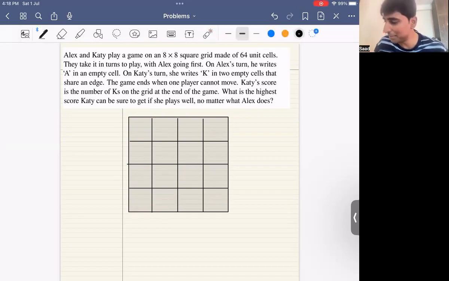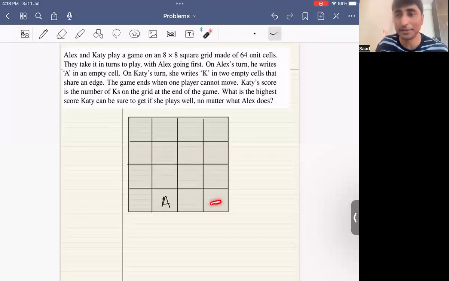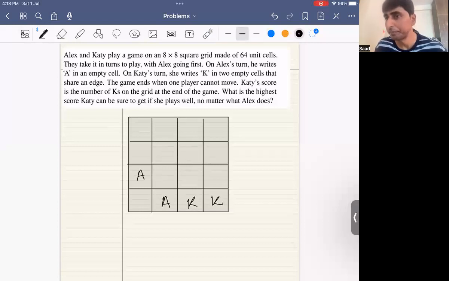So assume that I begin with Alex here, and Katie is a smart player. She knows that she has to take many of these, and she goes about it. Well, she takes these. And then I can take these if you like. And Katie, being smart, will take another two corners. I don't know which one of them, maybe these, something like that.